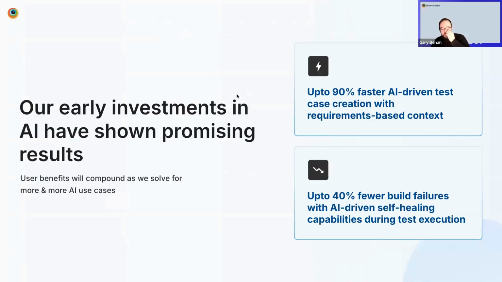So one thing we've seen is that our early investments in AI have really shown us that we're onto something good here. We're really seeing the fruit of our labor, essentially. With the requirements-based context of our test case management tool, we're seeing 90% faster test case creation driven by AI, which is great. And with our self-healing capabilities, we're actually seeing 40% fewer build failures, which is fantastic.